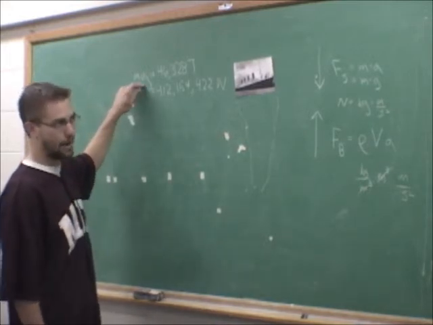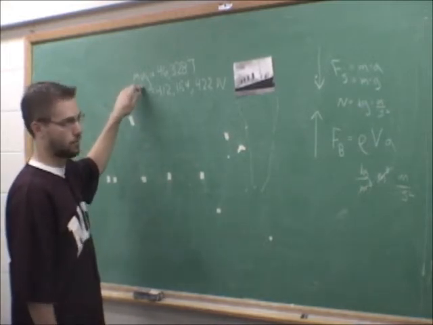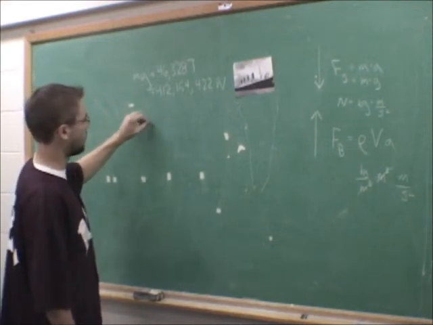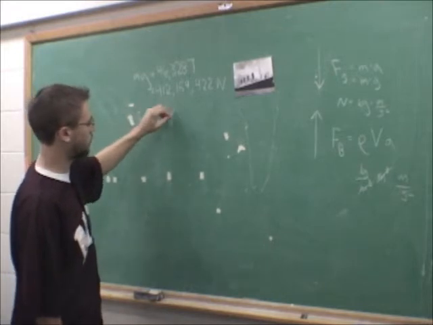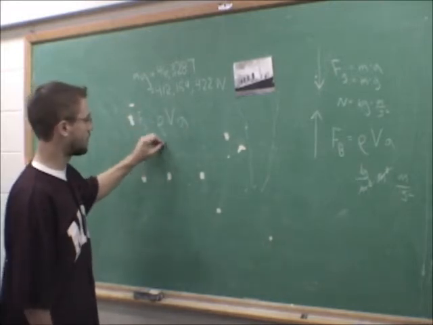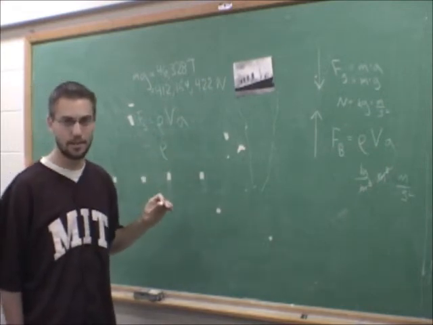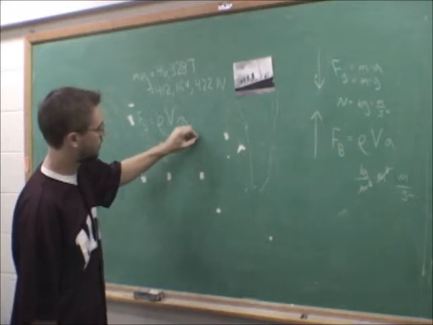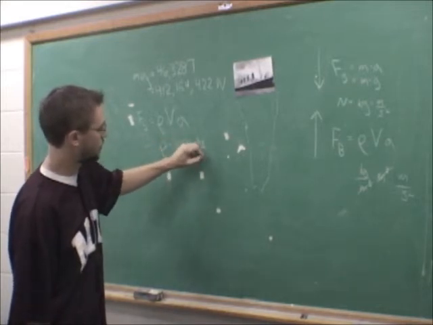So we know mass times gravity. This is the force of gravity. Now we need to calculate the force of buoyancy. And that is equal to, like I said, rho times volume times acceleration. Here we know what the density is. The density is the density of the seawater the Titanic was floating in, and that's 1,025 kilograms per cubic meter.